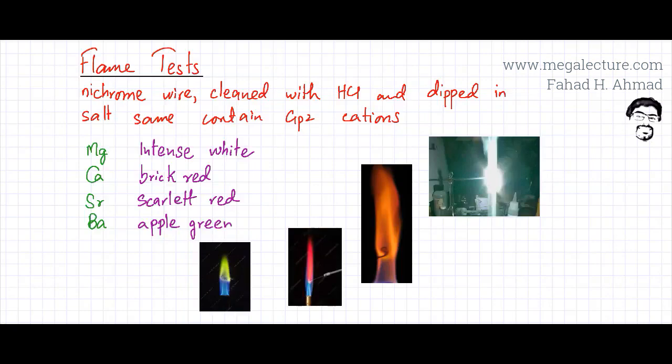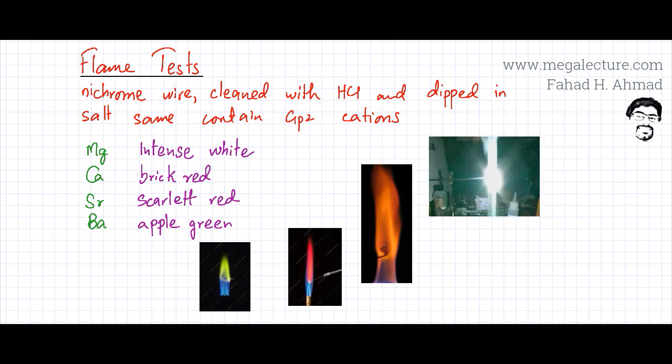The next thing that we're going to discuss is called flame tests. In flame tests, you take a nichrome wire, clean it with HCl, and dip it in a salt which contains one of the group 2 cations. And when that nichrome wire is placed in a luminous Bunsen flame, the cations give you different colors.